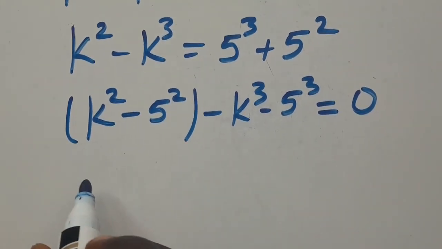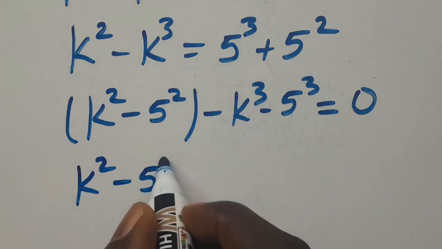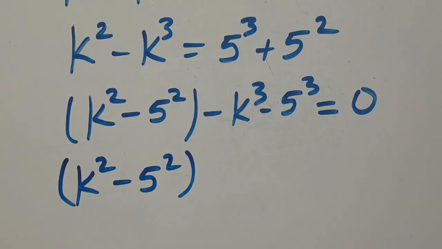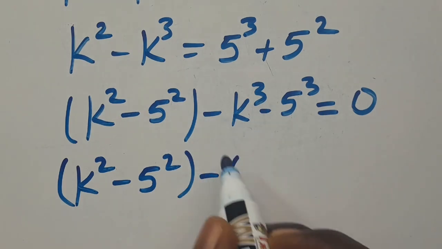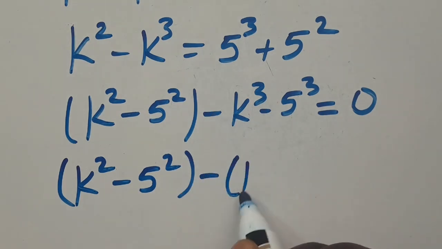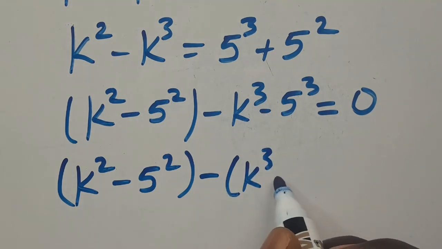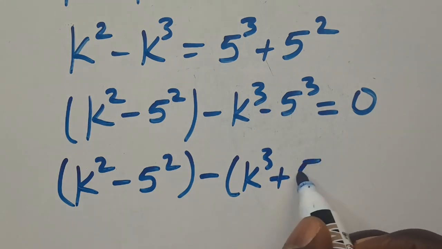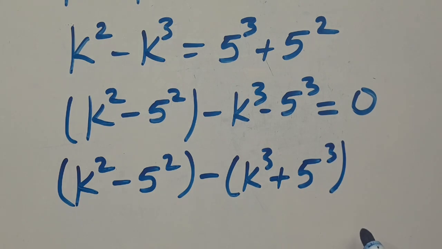So from here, we have k to the power of 2 minus 5 to the power of 2, all in brackets, minus, when we factor minus out, so minus divided by minus, we only have k to the power of 3. Minus divided by minus, here will be plus. We only have 5 to the power of 3. We close it. We set everything to be equal 0.